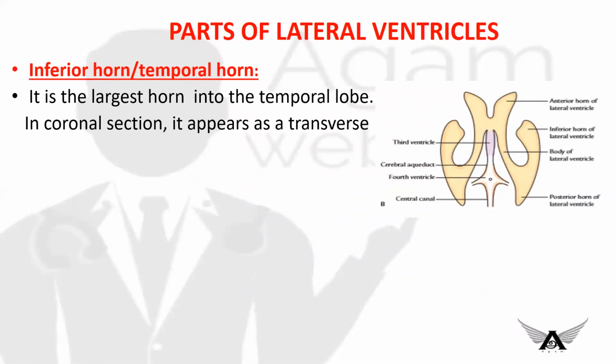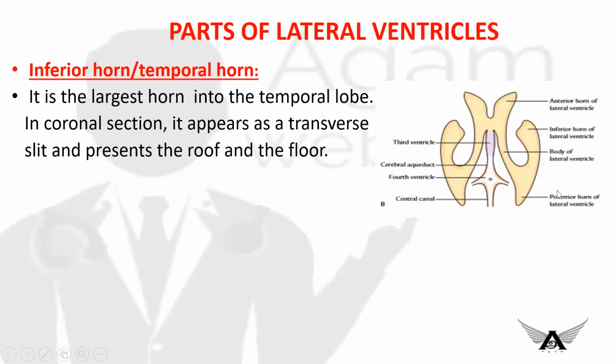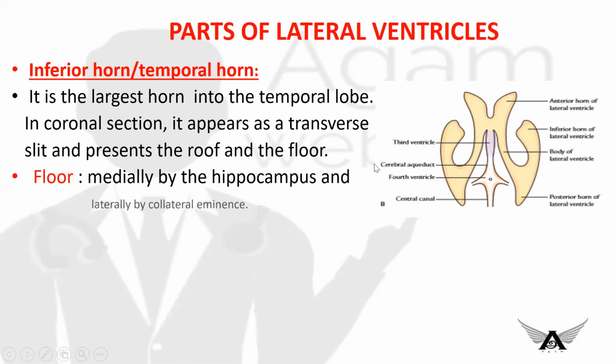Now the last horn is the inferior horn or the temporal horn. See, this one is the inferior horn or the temporal horn. It is located in the temporal lobe, so it is called the temporal horn. In coronal section, it appears transverse and presents a roof and floor. So the inferior horn is easy. It is the largest horn, larger than the posterior horn, anterior horn, or the body. It goes into the temporal lobe. It presents only a roof and floor, so it is easier to understand.